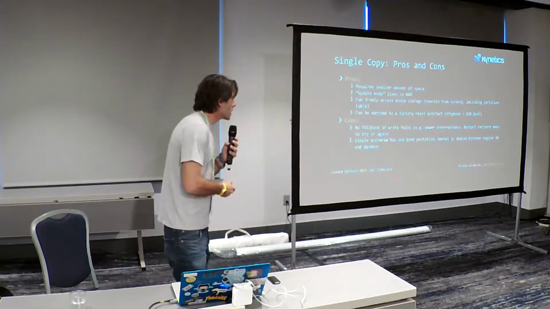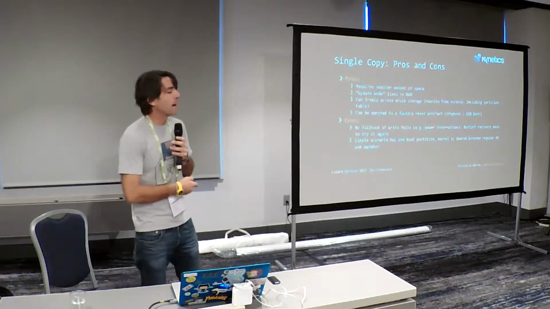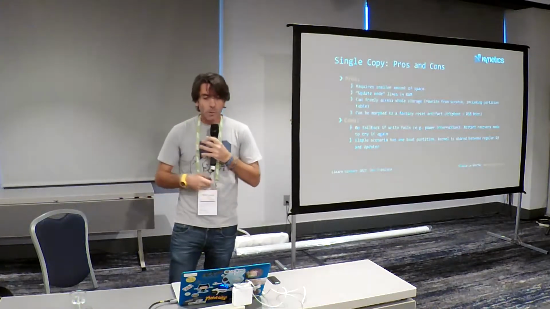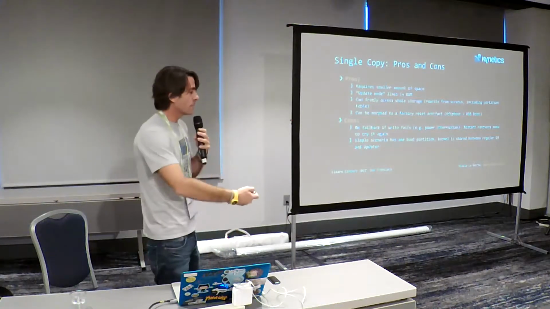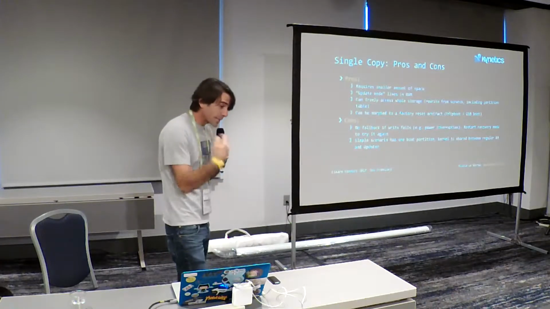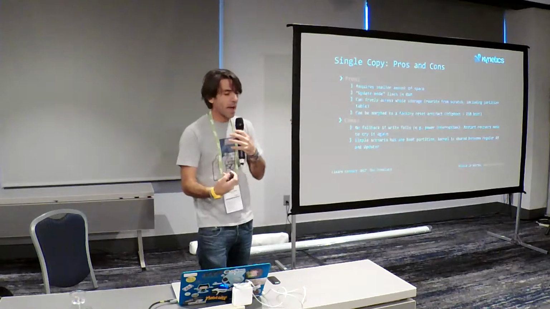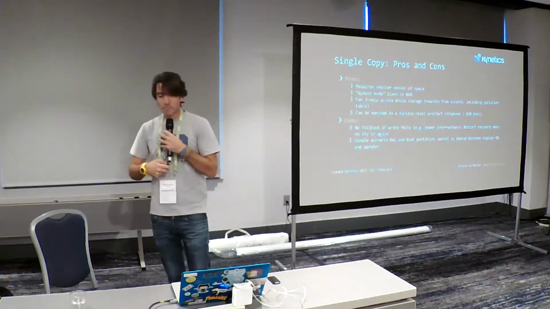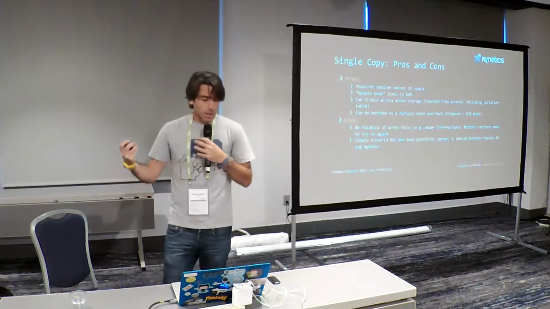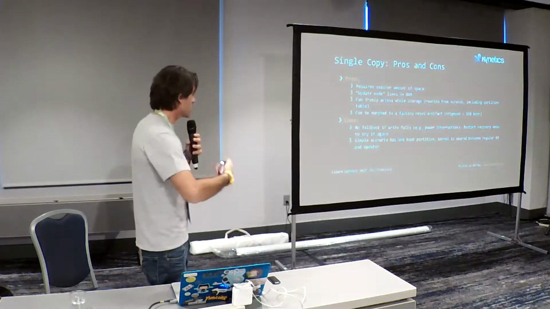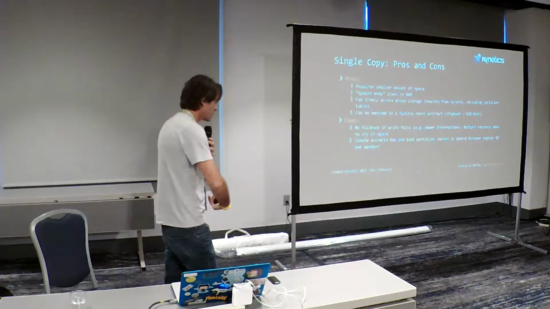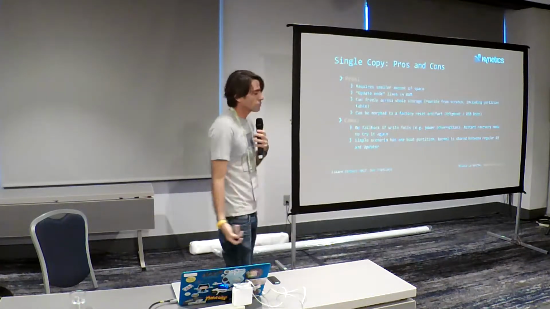Some cons are you don't have a real fallback. However, what you can do is have the updating process start again and try to be completed. So if something goes bad, like a power interruption, the system just reboots in the update mode and tries to write again.